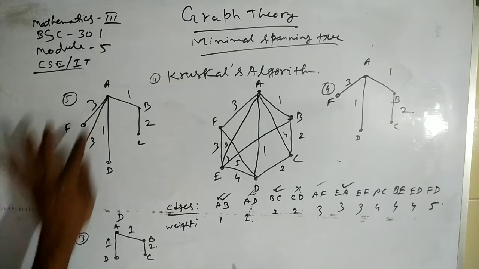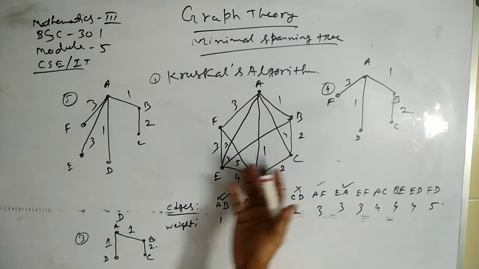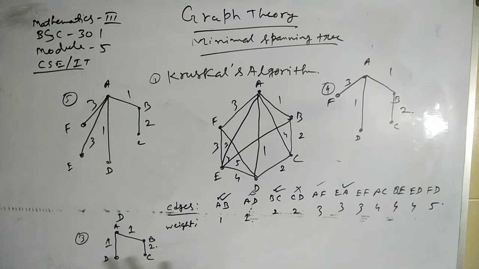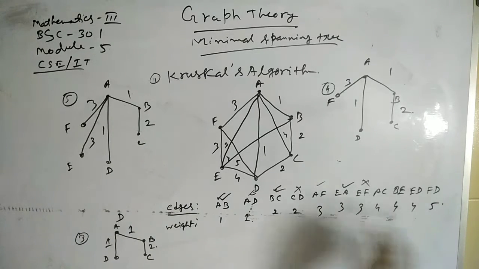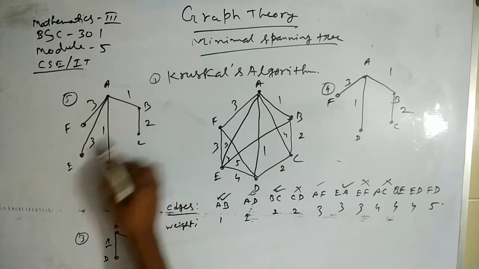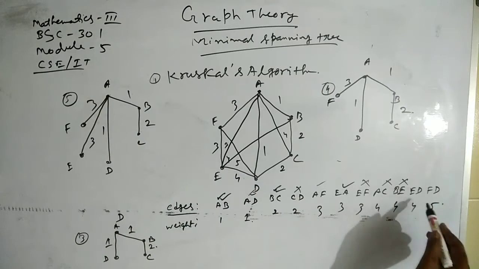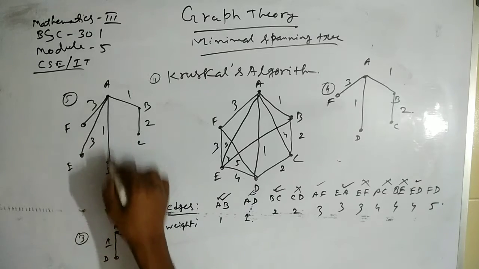Now see that 1, 2, 3, 4, 5 edges have been drawn. There are 6 vertices. So this should be the minimal spanning tree. Now if you ask me what about the remaining edges, if you draw any of the remaining edges, you see that a cycle would be formed. If you draw EF, it will be a cycle. If you draw AC, it would be a cycle. If you draw BE, it would be a cycle. If you draw ED, it would be a cycle. If you draw FD, it will form a cycle.